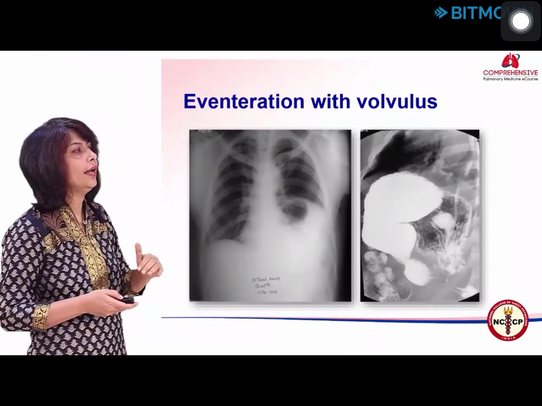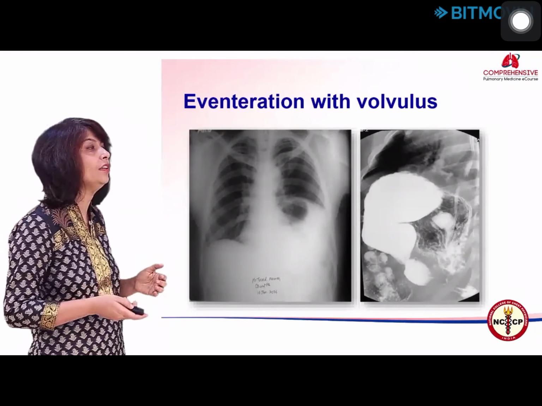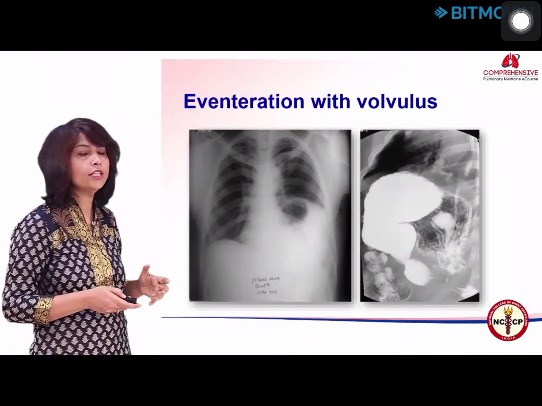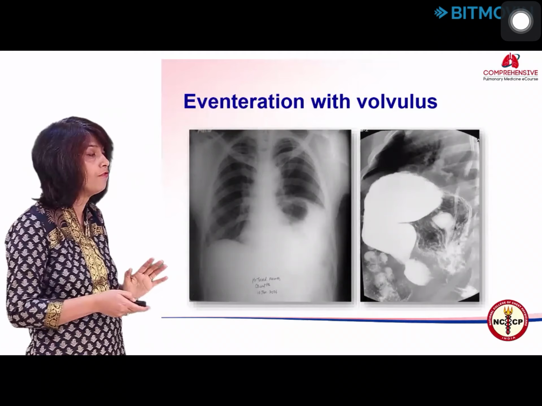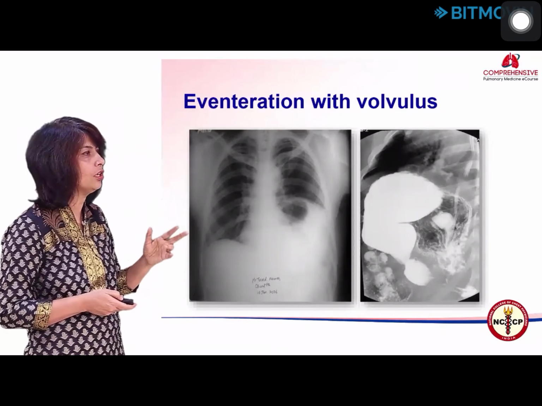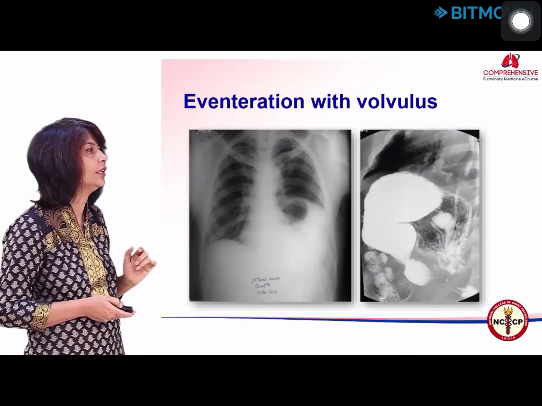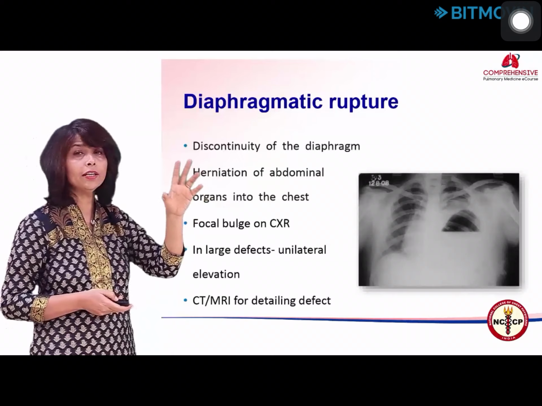So this is a case of eventration, where the entire diaphragm has gone up with a gastric volvulus, because they are often associated with volvulus. So whenever you see air like that, don't forget trauma-related rupture, or eventration with herniated stomach. So this is a patient with diaphragmatic rupture.